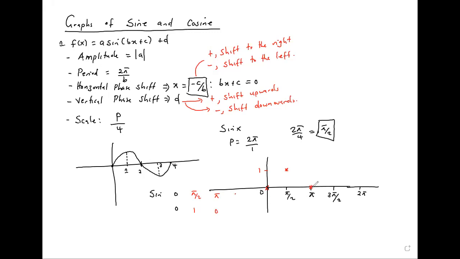What is sine 3 pi over 2? Sine 270, which is 3 pi over 2, is -1. So we have another point here, and put -1 here. What is sine 2 pi? Sine 2 pi is 0. So we'll get there. So the sine graph is going to come that way.